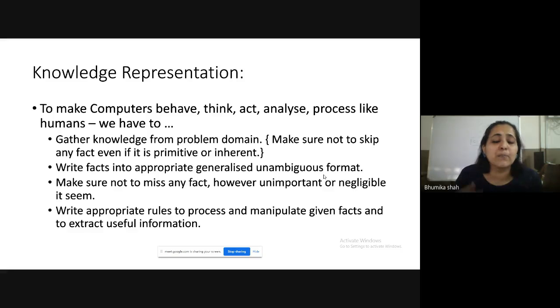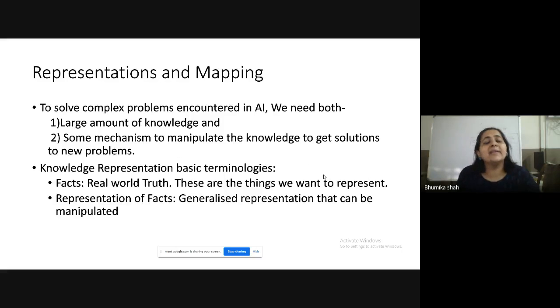Also you have to write appropriate procedures and rules, so that whatever facts you have written, whatever knowledge you have asserted, can be manipulated efficiently and new information can be inferred, new facts can be extracted from the facts you have inserted in your knowledge representation. So this is very important for making any AI application. Gather all possible facts, don't miss out any information. After gathering the facts, represent them in a generalized format efficiently so that you can process them and infer new knowledge also. Now we are talking about representations and mappings.